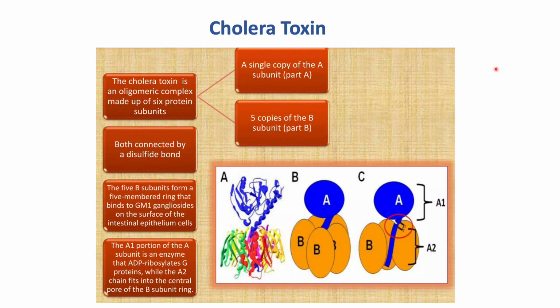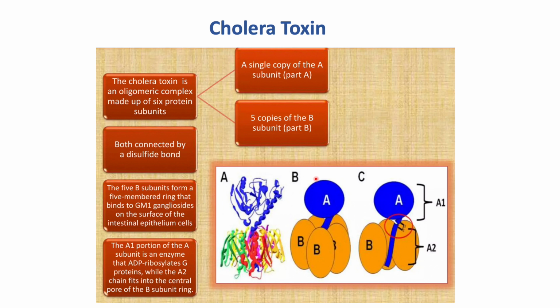Let us now look into the details of each of these toxins and the mechanisms of action. The first one is cholera toxin. It is produced by Vibrio cholerae, the bacteria which causes the disease cholera, causing severe diarrhea and dehydration, usually spread by water. So the cholera toxin is an oligomeric complex made of 6 protein subunits.